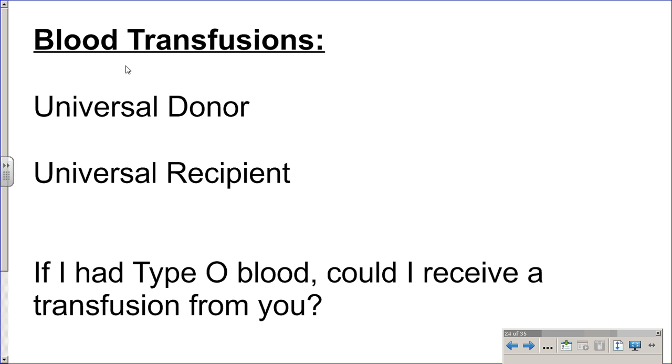It does, and I'll explain that actually right now. Thank you for reminding me. So universal donor is type O.